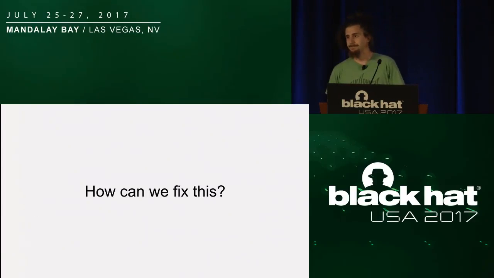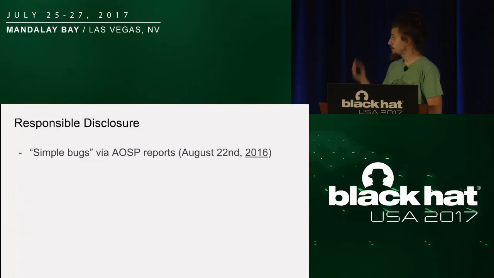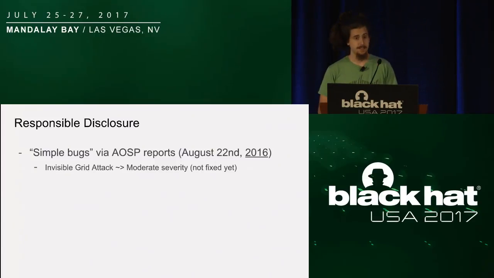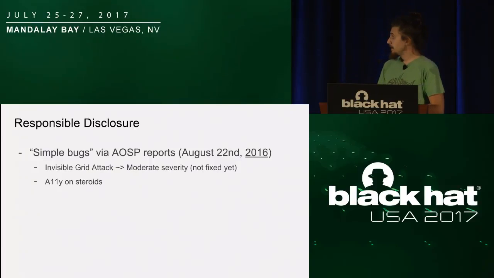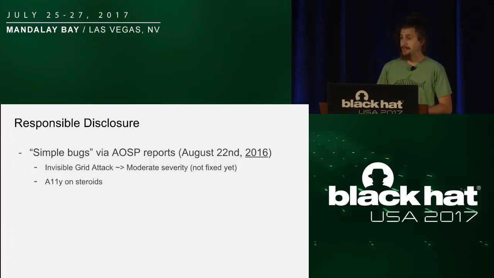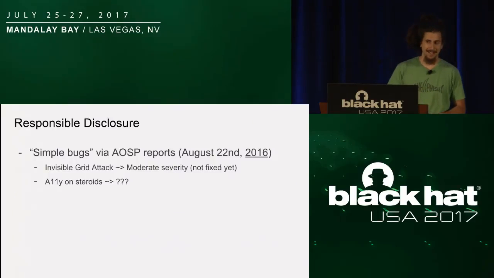Now, how can we fix this? The first thing we did was to report the simple bugs we have through AOSP issues. This was August 2016. And the first one we reported was the invisible grid attack, and it was recognized as an actual bug. Unfortunately, it is not fixed yet. We also reported the accessibility service, that we can do a number of bad things, for example, stealing passwords, while documentation says we cannot do this. And it was quite tricky to have a discussion with them.